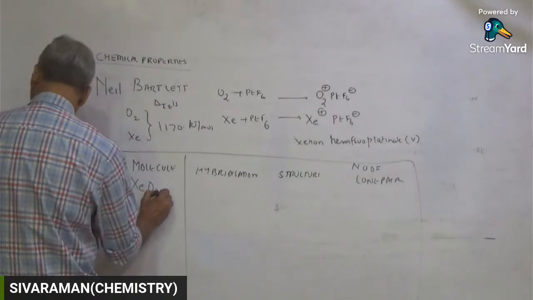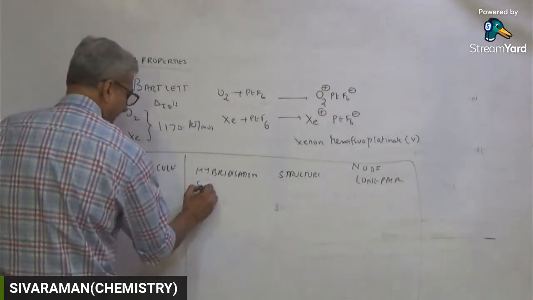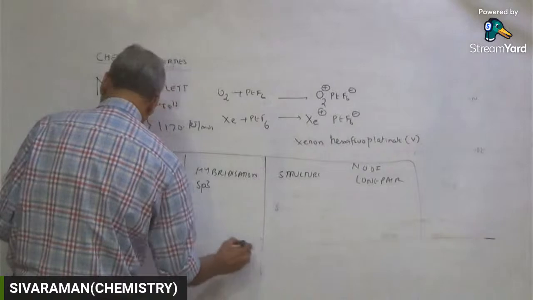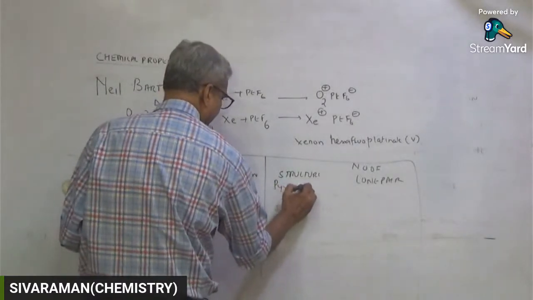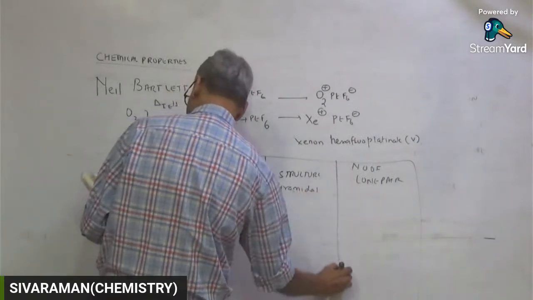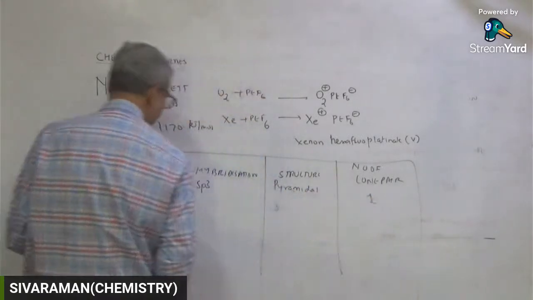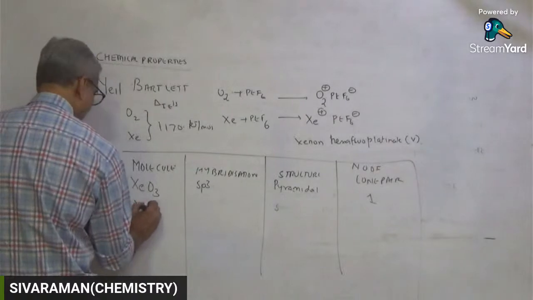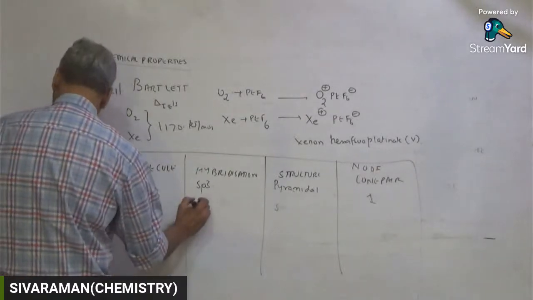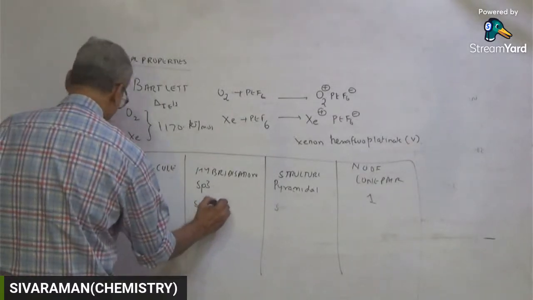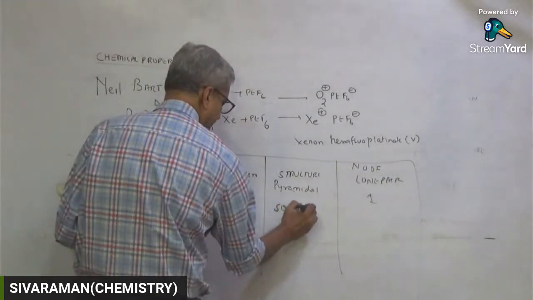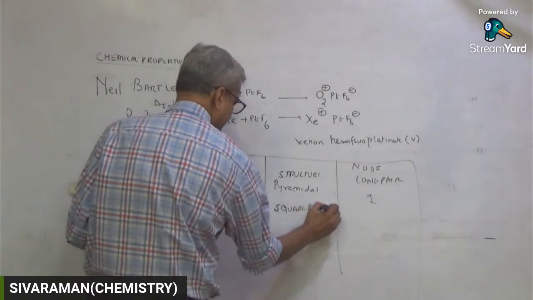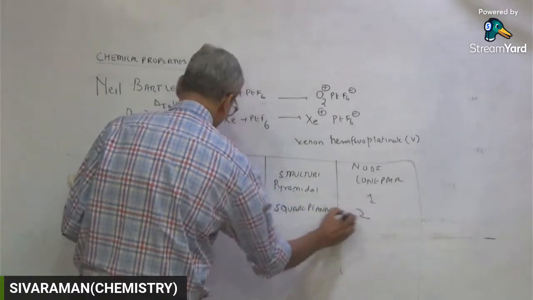We have XeO3. It is sp3 hybridization. Structure is pyramidal. The moment you say it's pyramidal, what can you say? It has one lone pair of electrons. Then we have XeF4. This is sp3d2, so square planar. How many lone pairs? It has two lone pairs.